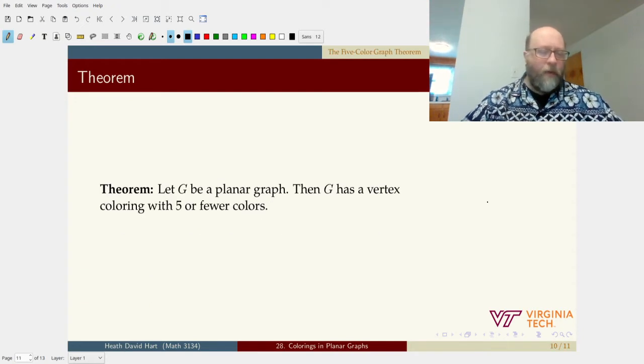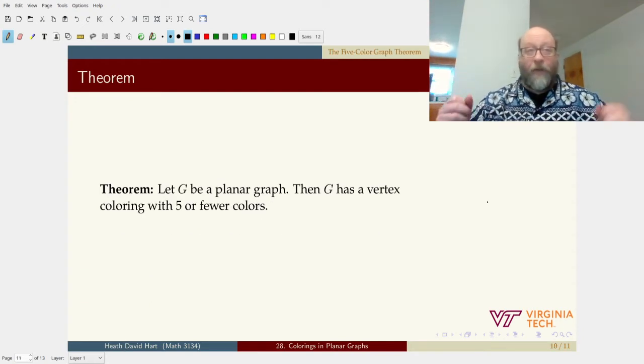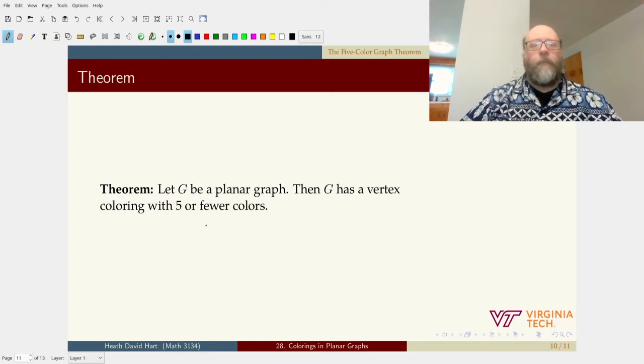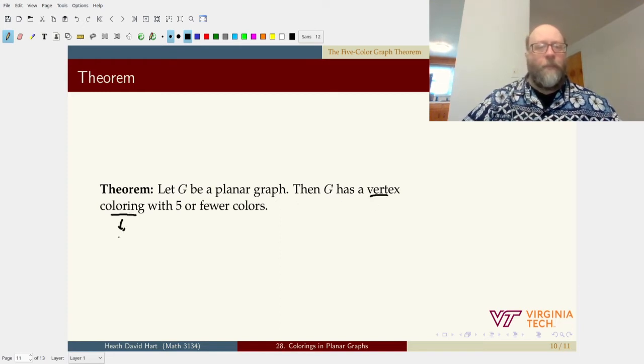All right. Well, this gets us to our kind of exciting theorem, I guess, if we want to talk about coloring problems. If we have a planar graph, we have a vertex coloring with 5 or fewer colors. When I say vertex coloring, we're coloring every vertex and no adjacent vertices have the same color.